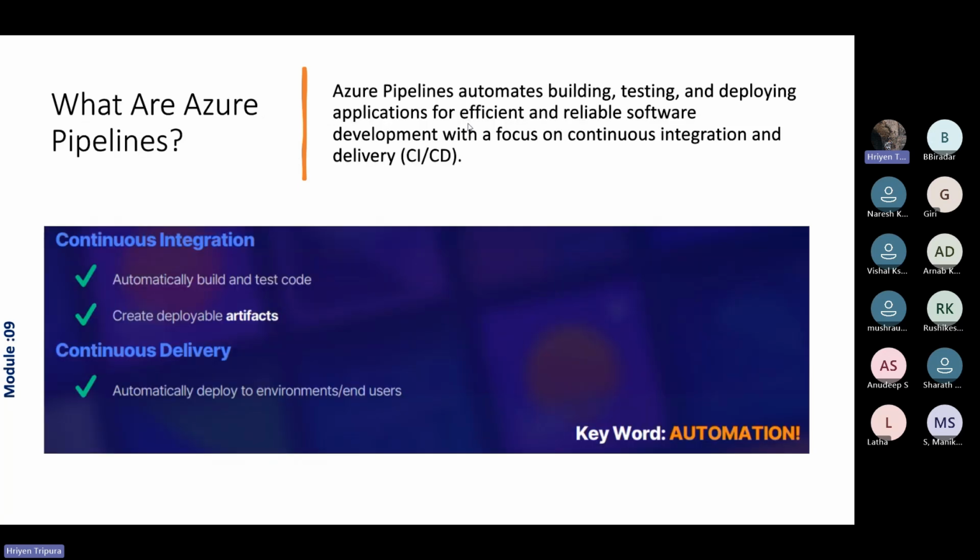So now, as I told you, what is Azure Pipelines? Azure Pipelines automates building, testing, and deploying applications for efficient and reliable software development, with a focus on continuous integration and deployment. That means with the help of CI/CD pipelines, as a DevOps engineer, you simply test code locally, you modify the code, and once it is tested locally, you can deploy with the help of what I call a CI/CD pipeline.